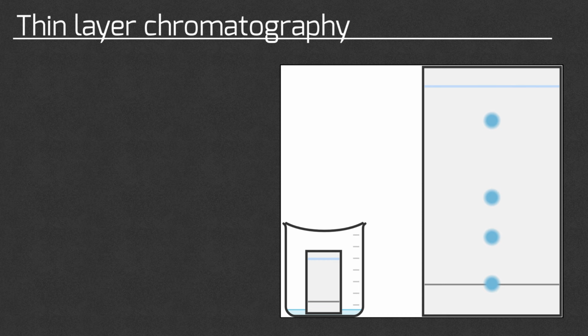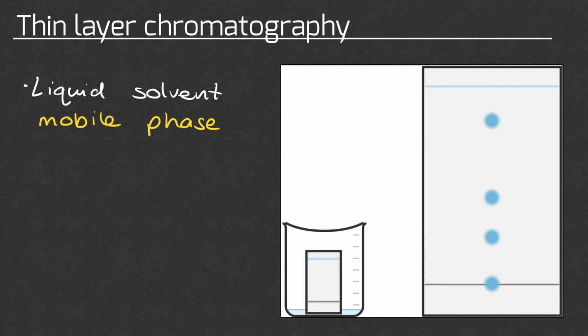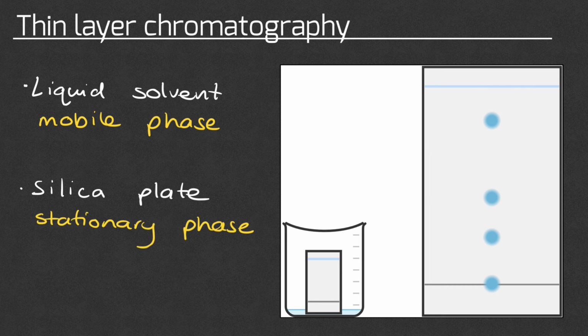We're going to start off by looking at thin layer chromatography, sometimes abbreviated to TLC. TLC uses a liquid solvent, usually ethanol, and this is the mobile phase, and this is done on a silica plate. It's silica usually on a glass or plastic or aluminum plate. This is different from what you'll have done in GCSE, where you'll have done paper chromatography. Proper TLC is done on a silica plate instead, and this is your stationary phase.